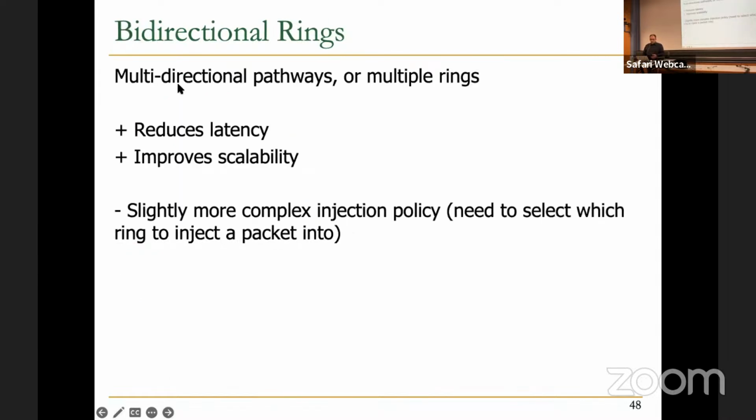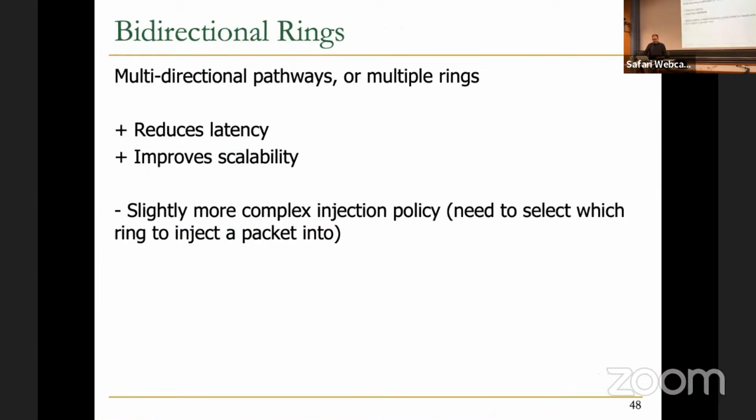Of course, you can also have bidirectional rings, and with that you can reduce latency even more and improve scalability. But it has a slightly more complex injection policy: you need to select which ring to inject a packet into. You can have two different unidirectional rings that are connected, and then you can decide in which ring to put your packet. And you can think of more rings in your system as well.